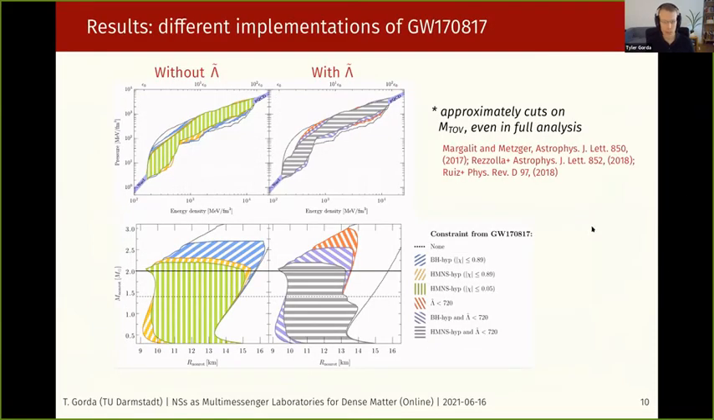I'll just say that even other ways of implementing this constraint, using high spin priors for instance, you still just find TOV cuts for implementing these black hole or hypermassive neutron star hypotheses. There's a table in the paper as well if you're interested in all of these numbers. So it's again consistent with roughly what others have found, but the numbers are a little bit different.